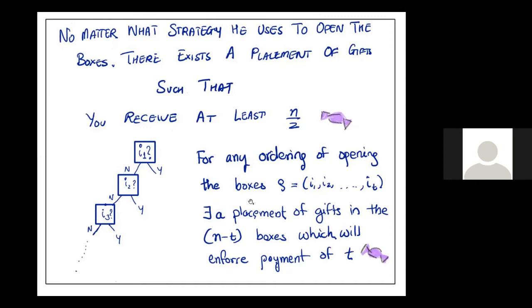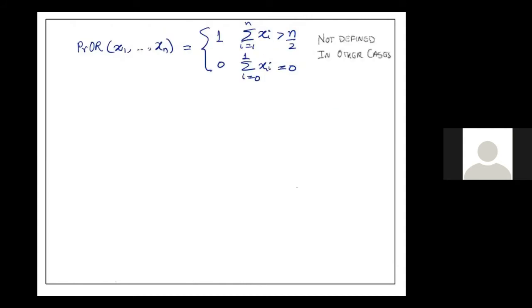For every strategy, you can easily imagine there is a placement of the gifts in the rest of the boxes. Okay, as long as this T is not n/2 yet, there is a placement of the gifts in n-t boxes, which will enforce a payment of T chocolates. Just put it in the boxes that are not yet opened. Okay, and if he reveals this tree to you, which is like revealing the strategy, you can come up with a placement of the boxes where he's forced to pay n/2 chocolates. This argument is also known to be the adversarial argument.